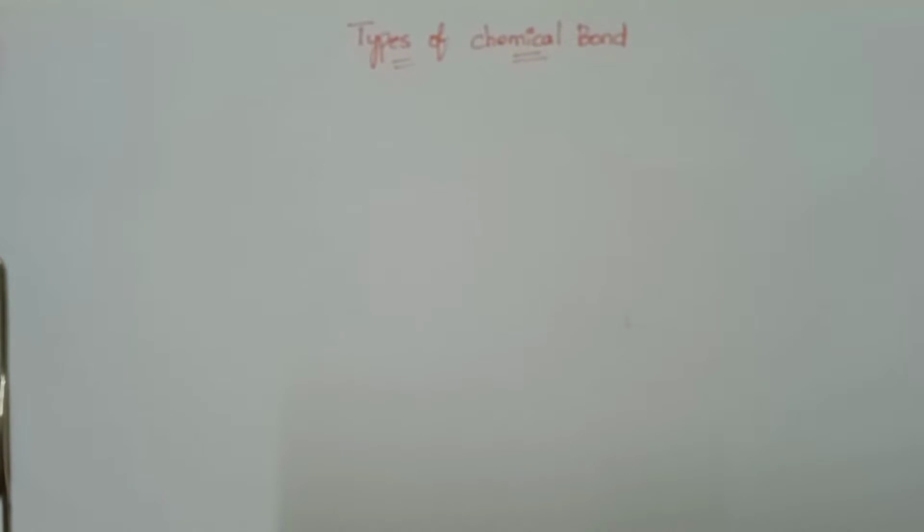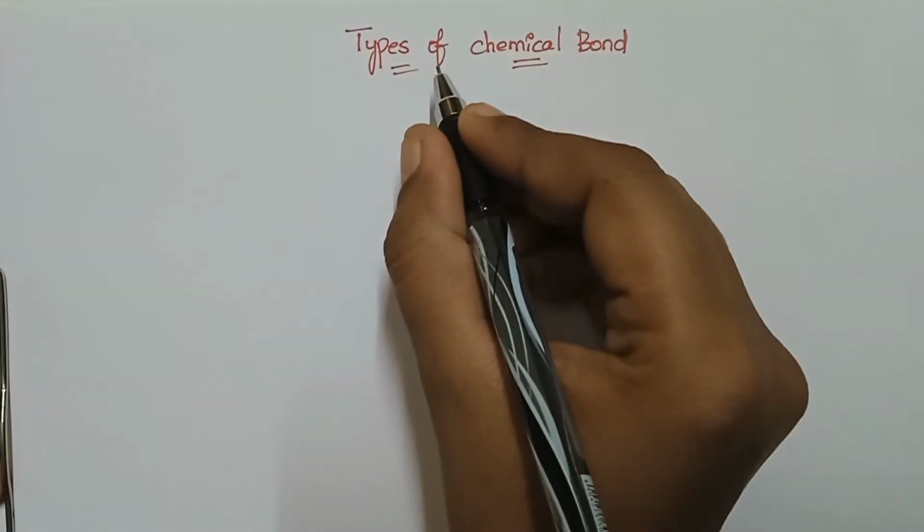So last class we discussed the introduction of chemical bonding, Lewis structures and the octet rule. In this class we will discuss types of chemical bond. Okay, so types of chemical bond.